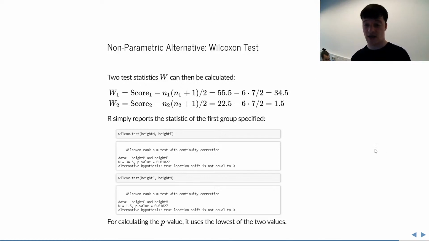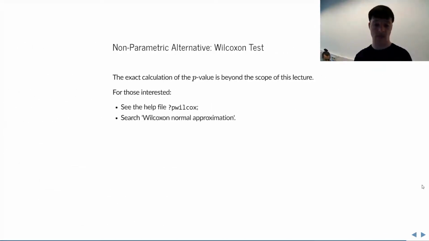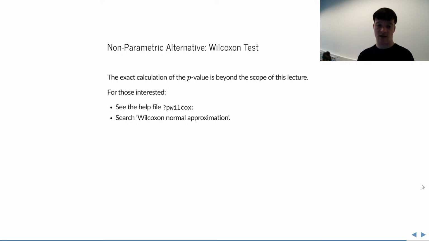Yeah, so again, you don't have to remember this, it's just to give some intuition. What you're really doing is just comparing the ranks. And again, the calculation of the p-value is a bit involved, but if you want to know, R uses a normal approximation, you can look it up.